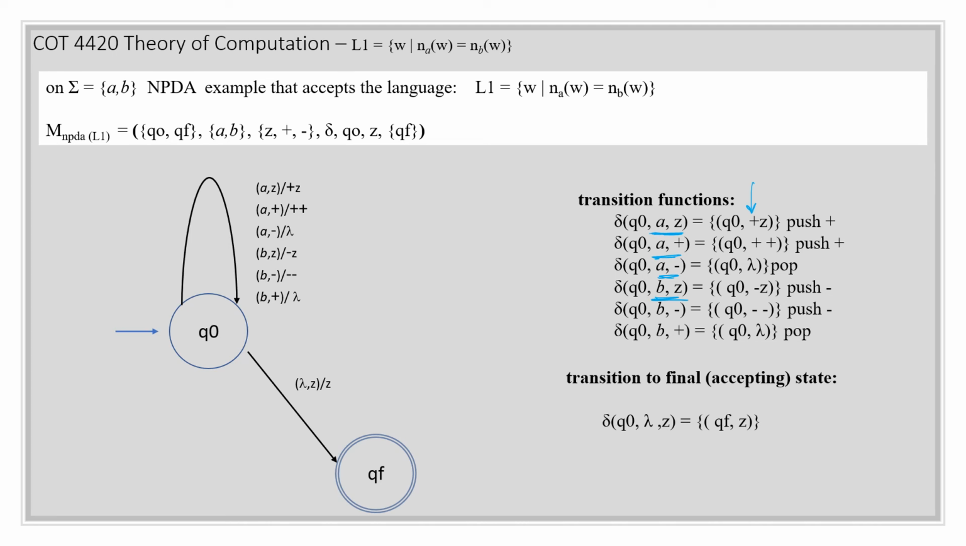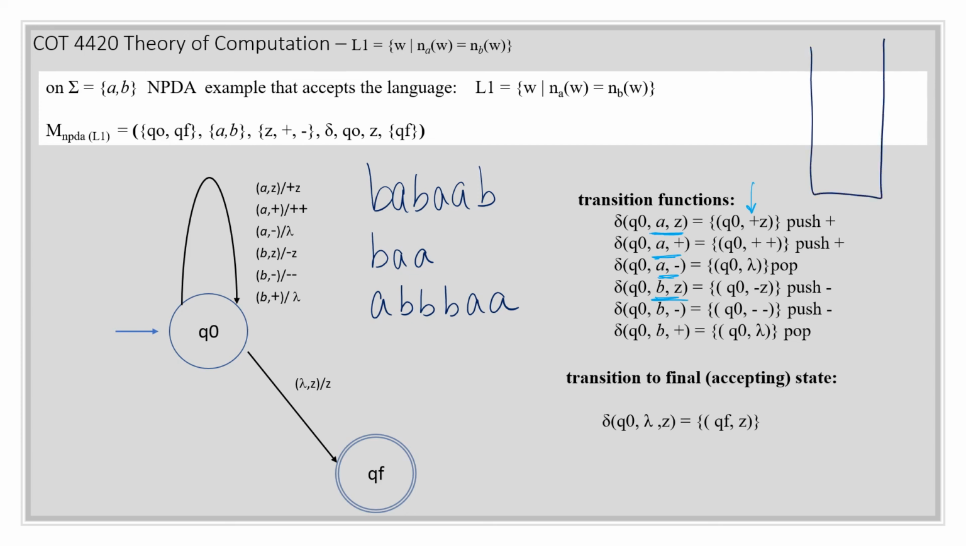All right, so let's try a few strings for this language. B, A, B, A, B, and B, A, B, B, B, A. All right, so I think we can do it with these three. Let's draw a stack over here. Starting symbol. All right, so here's our first transition. I'm in Q0. I encounter a B, and that's this transition right here, then I'm going to push a minus.